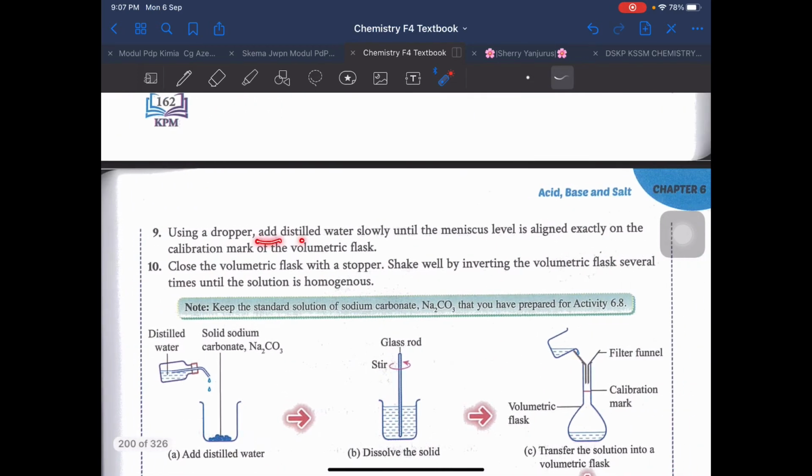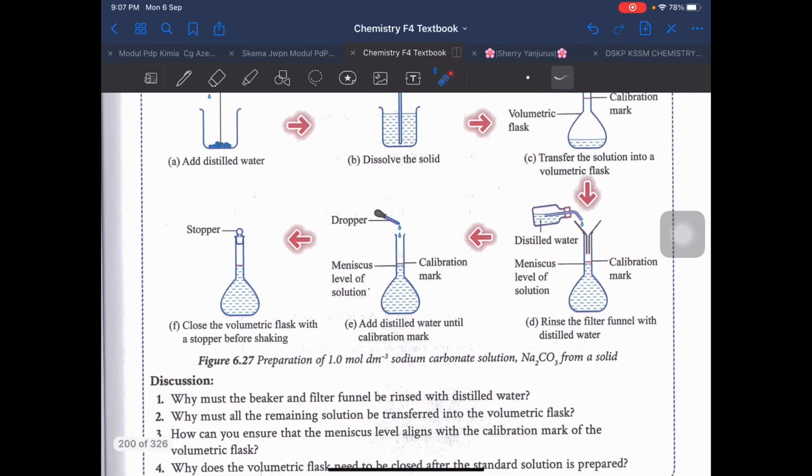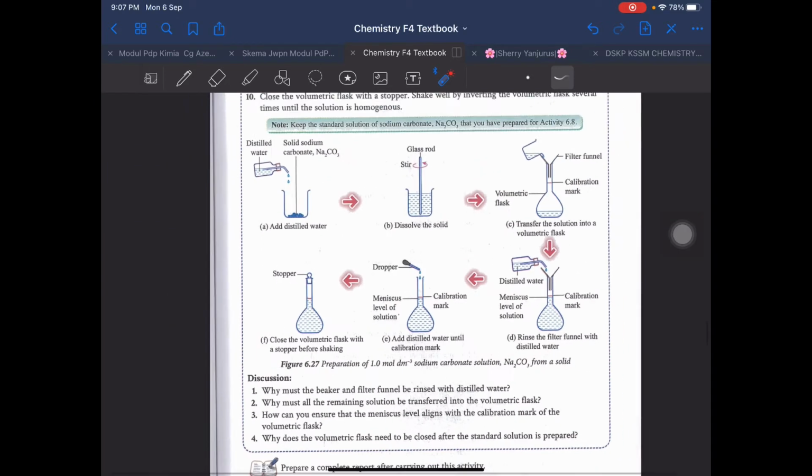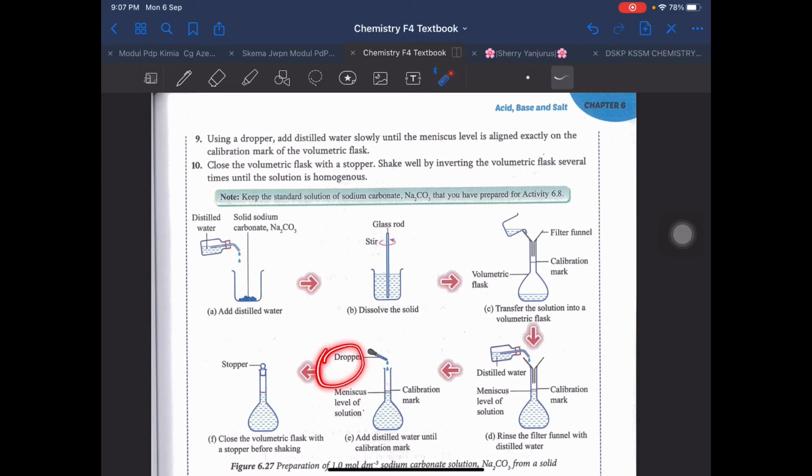Using a dropper, add distilled water slowly until the meniscus level is aligned. Ingat, meniscus level tu adalah level di kiri dan di kanan. This one. Bukan ini ya. Is aligned exactly on the calibration mark of the volumetric flask. Why use a dropper? Kalau tidak use a dropper, kalau kamu pakai distilled water in this wash bottle, nanti terlimpas. Terlimpas, you have to buat balik because tidak tepat sudah. Because what we want to prepare is a standard solution. Mesti tepat. Okay, that's why we use dropper.